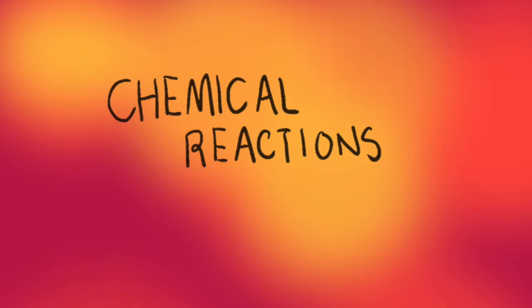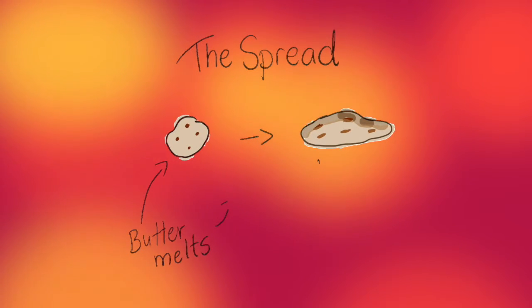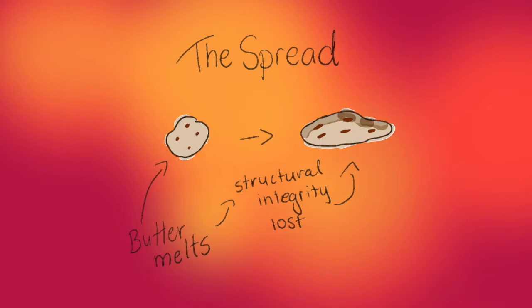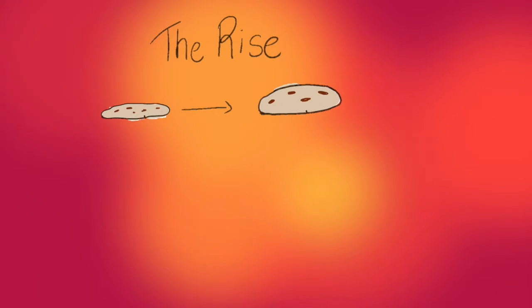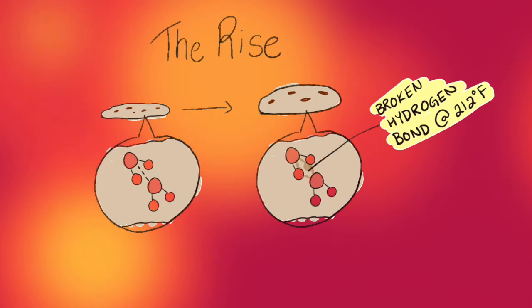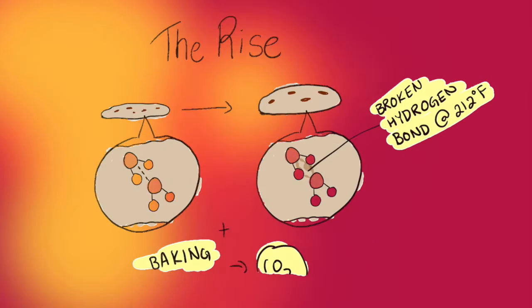The first thing that happens in the cookie is what we can call the spread. The cookie goes from a ball to spreading out because the butter melts and the structural integrity is lost, resulting in the spread. Then there's going to be a rise. The cookie is going to start rising, which you can see in the time lapse. The water inside at 212 degrees Fahrenheit is going to start boiling, and the hydrogen bonds are going to break, which is going to cause the rise. Furthermore, the baking soda is going to release carbon dioxide gas, which is also going to help further rise the cookie.